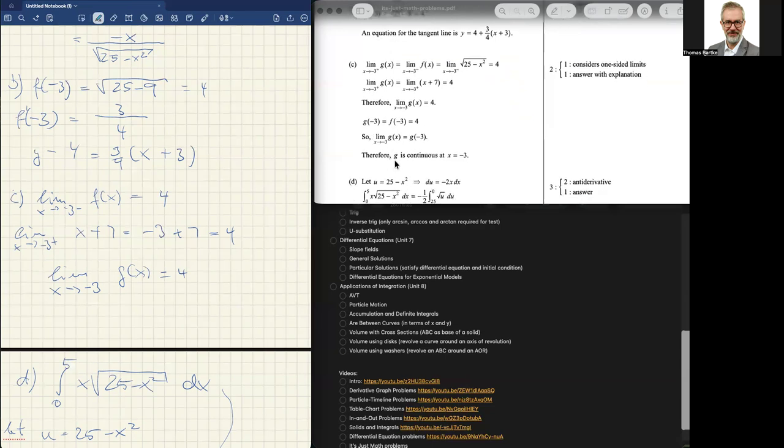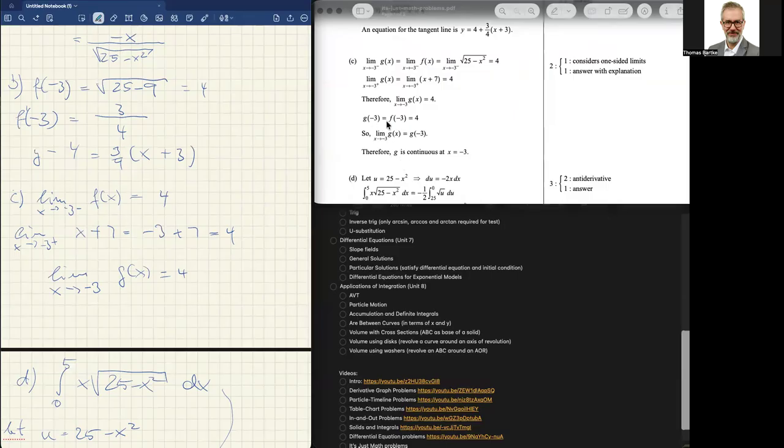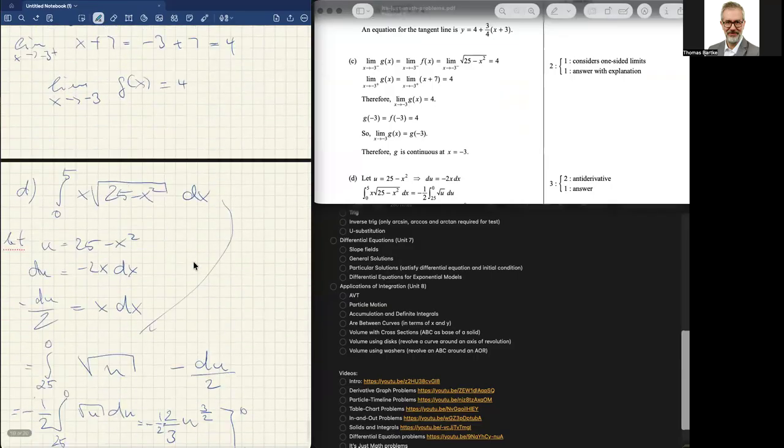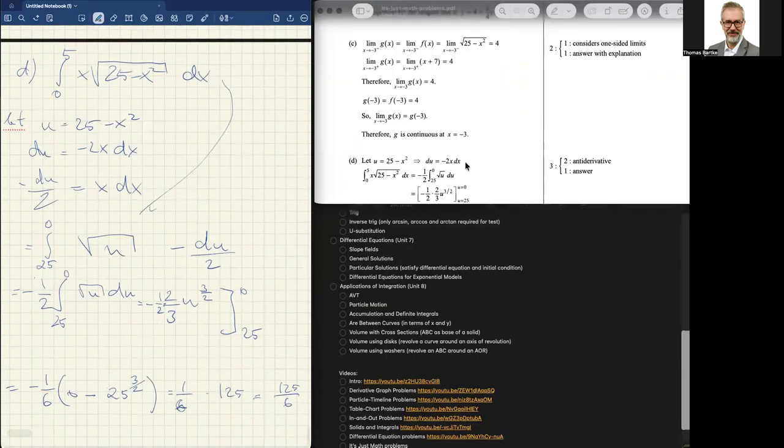And g of -3 is, f of -3 is 4. So the limit of that is the same as this. So therefore, g is continuous at x equals -3. That's a little many steps here of something that is actually not quite so complicated to state.